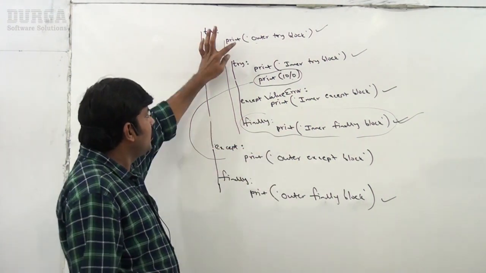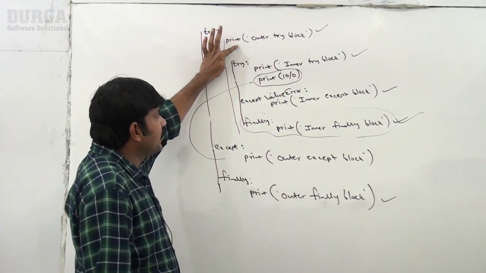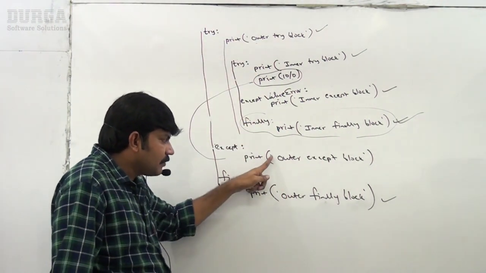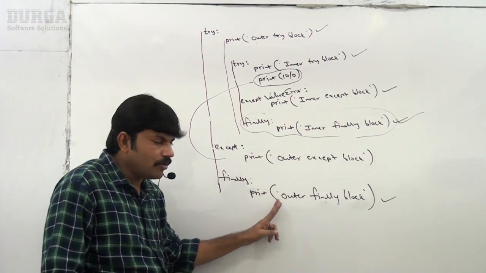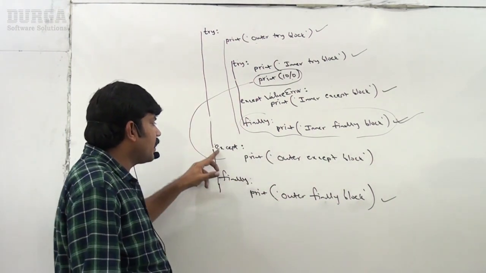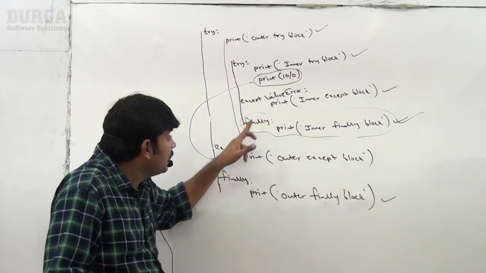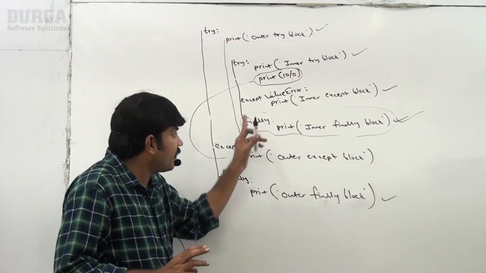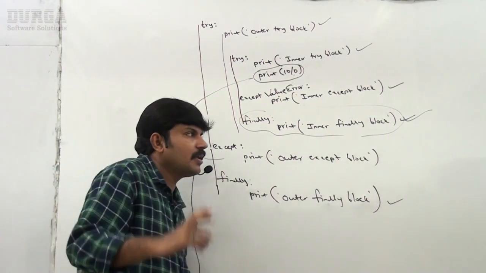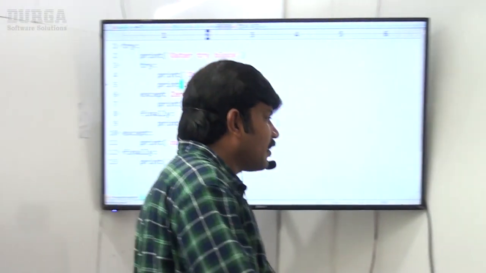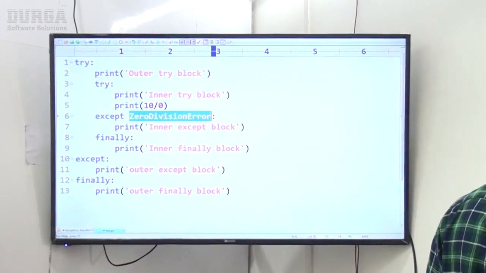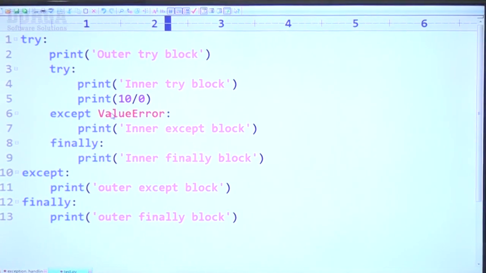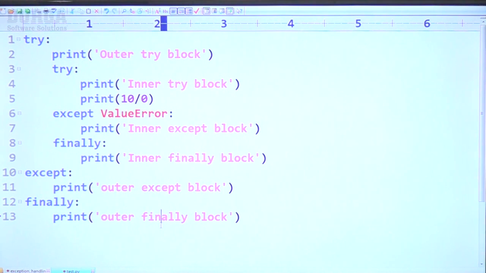Now observe the flow. Outer try block, inner try block, next inner finally block, outer except block, outer finally block. So before going to the outer except block, the inner finally block will compulsorily be executed. Only the inner finally block will be executed, right? Now have a look once. Sir, here I am making the change, except value error, like this I am taking. Sir, observe the flow.